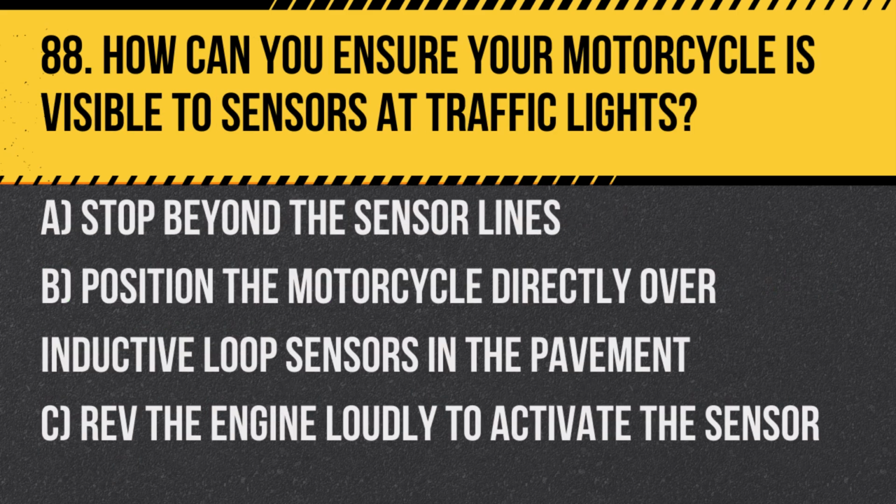Question 88. How can you ensure your motorcycle is visible to sensors at traffic lights? A. Stop beyond the sensor lines. B. Position the motorcycle directly over inductive loop sensors in the pavement. C. Rev the engine loudly to activate the sensor. Answer. B. Position the motorcycle directly over inductive loop sensors in the pavement. This helps trigger the sensors to change the traffic light.